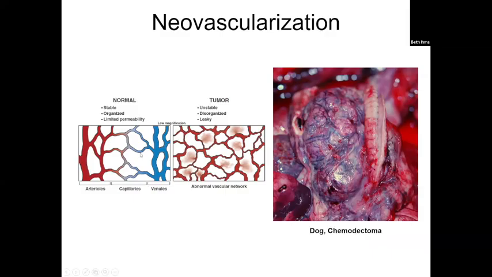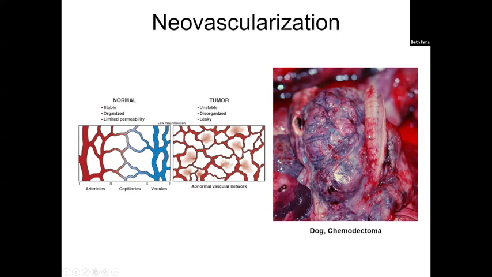Here's a normal capillary bed. So we go from arterial to venous and back and forth. A capillary bed is mostly limited permeability. It's pretty well organized. It's very stable. This is a tumor capillary bed. It's a mess. It is not well organized because it's not being driven by the body. It's being driven by the tumor, and a tumor should not really be put in charge of things. Tumor makes a bad boss. Makes for a toxic work environment.